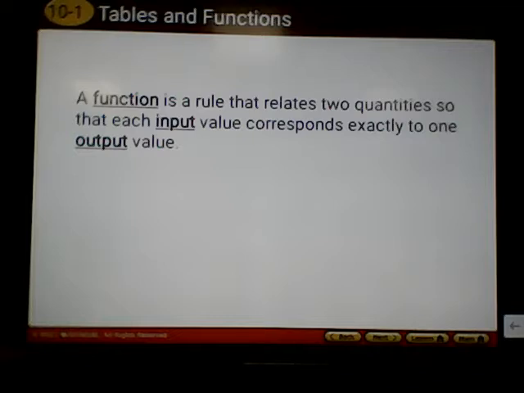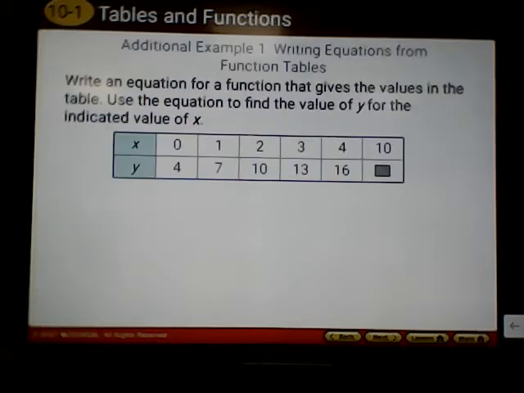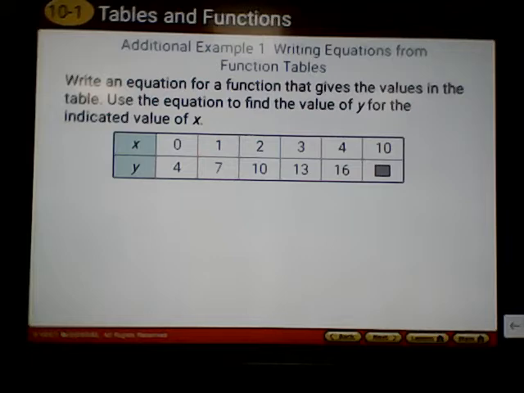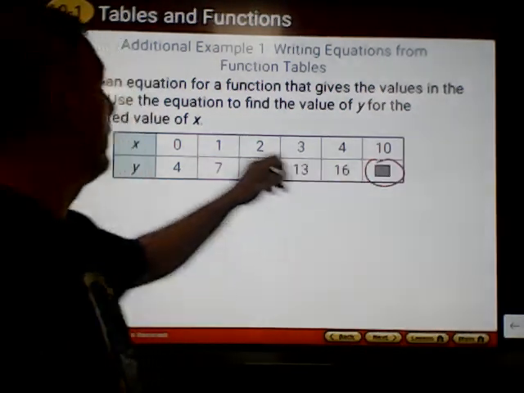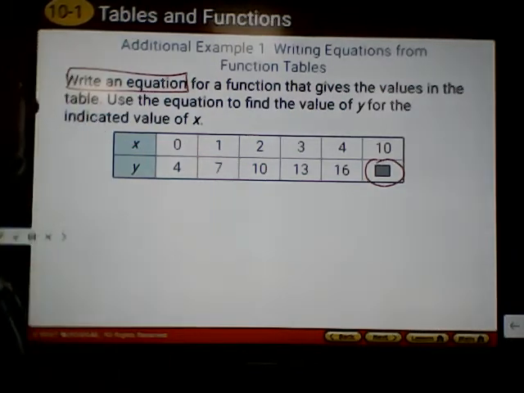A function is a rule that relates two quantities so that each input value corresponds to exactly one output value. So what you put in has exactly one answer. That's what it talks about. This is the hard part: writing the equation for the function that gives the values in the table, then using the equation to find the values of y for the indicated values. So we're looking for this missing value, but we also have to write the equation. So it's a two-part answer.